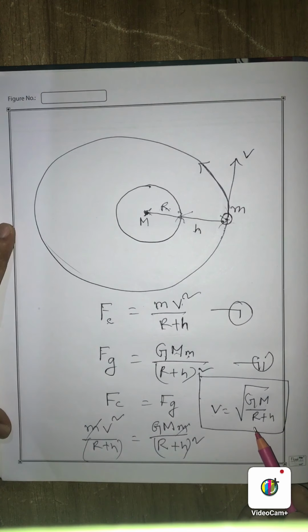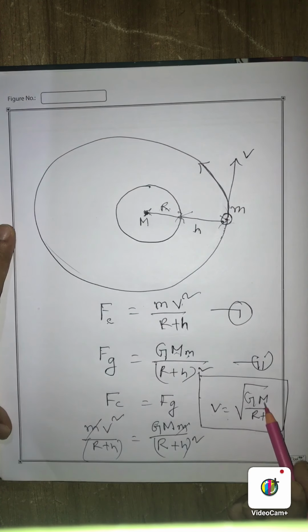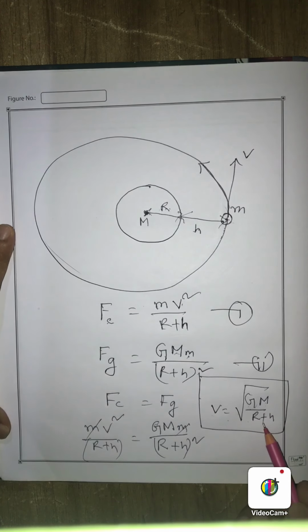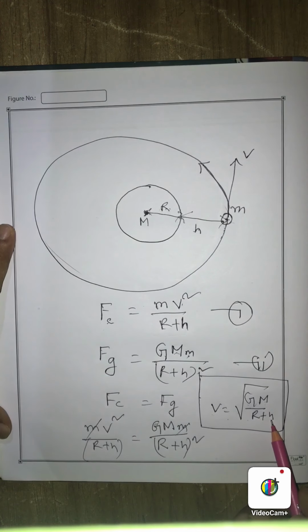Now we calculate the velocity of the artificial satellite by using this formula. Here G is the gravitational constant, M is the mass of the earth, R is the radius of the earth, and h is the height of the artificial satellite from the earth's surface.